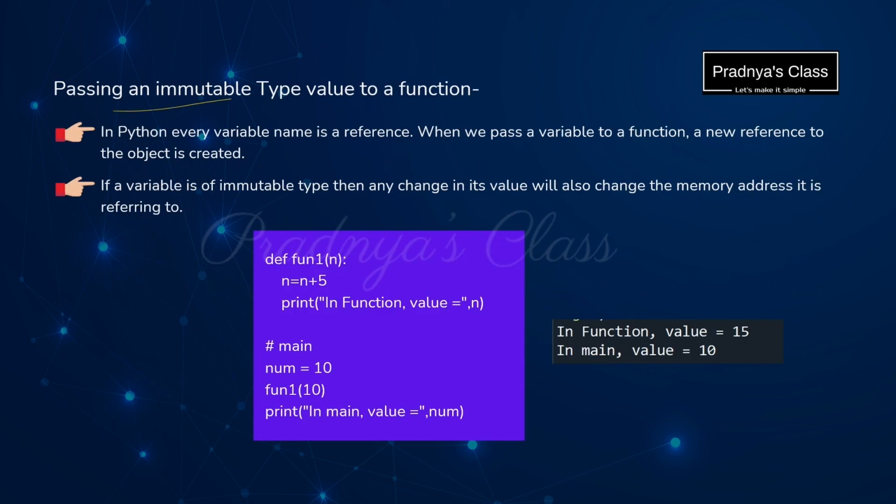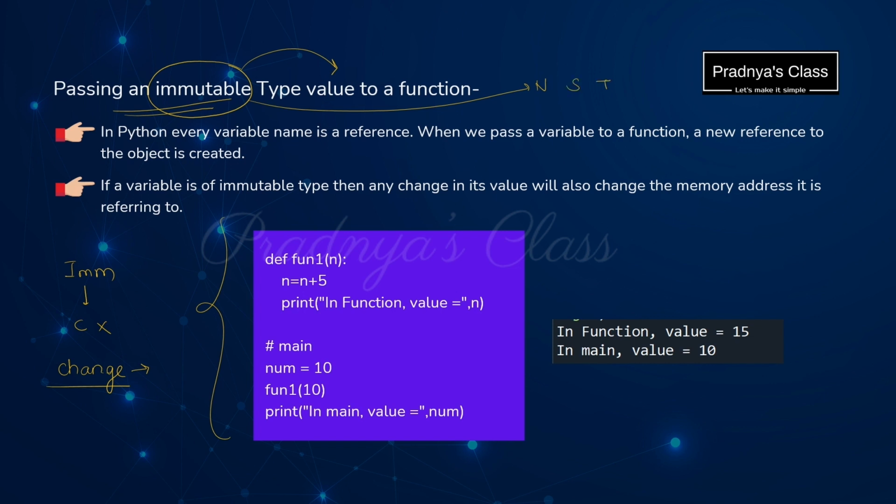Moving ahead to the next important topic, that how we can pass immutable type to a function and mutable type to a function. First, let's consider immutable type. You know what is immutable data type. We cannot change the content in place. If you will try to change, new variable will get created. Immutable data types are numbers, string and tuple.